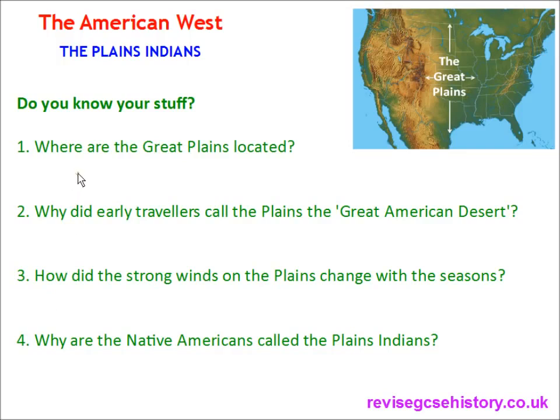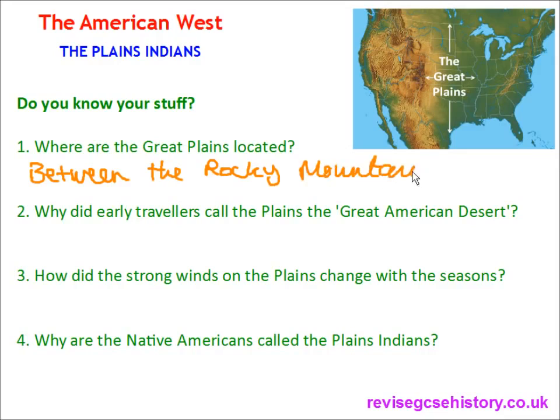Alright, so the answers. Question 1, where are the Great Plains located? Well, they are between the Rocky Mountains and the Mississippi River. So they're between the Rocky Mountains and the Mississippi River.